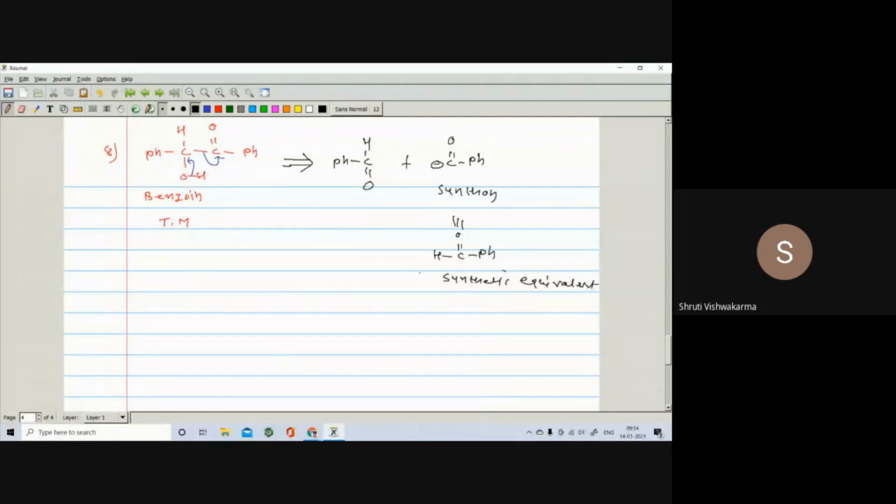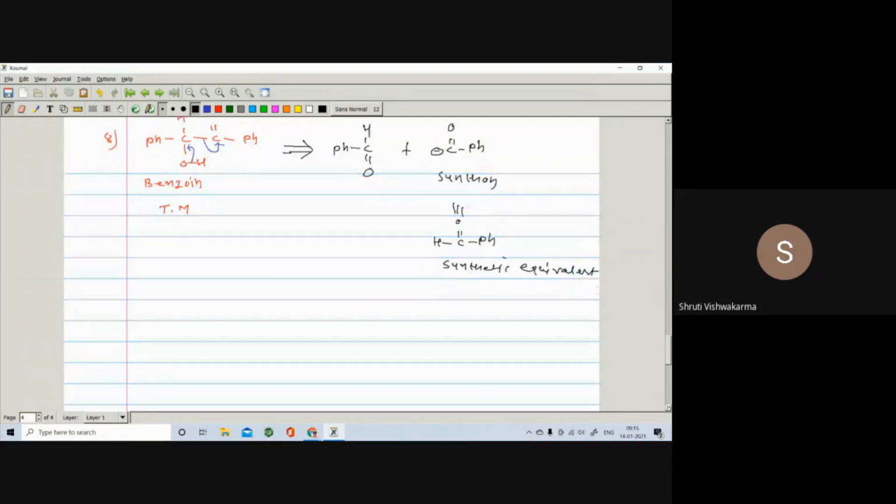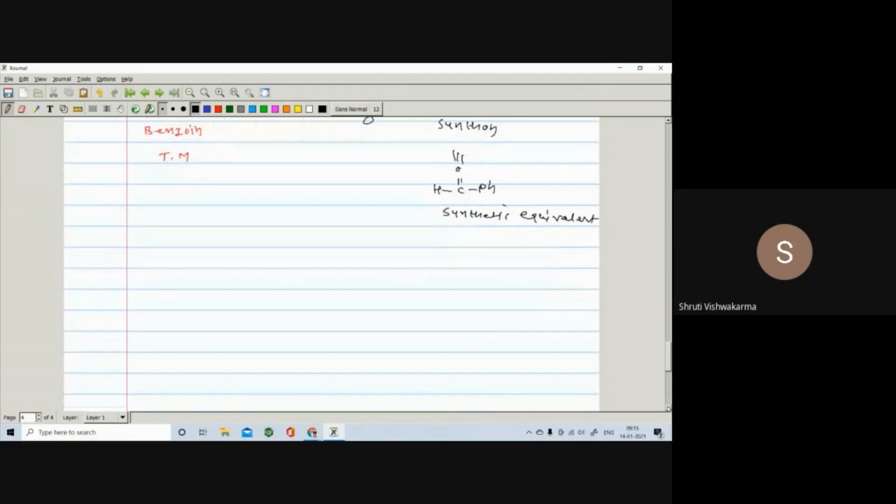Okay, so such a formation is very difficult. If you see the benzaldehyde, the oxygen is negative, so C becomes positive, but here we are writing C negative. So here we have to write down the net reaction of this, right?